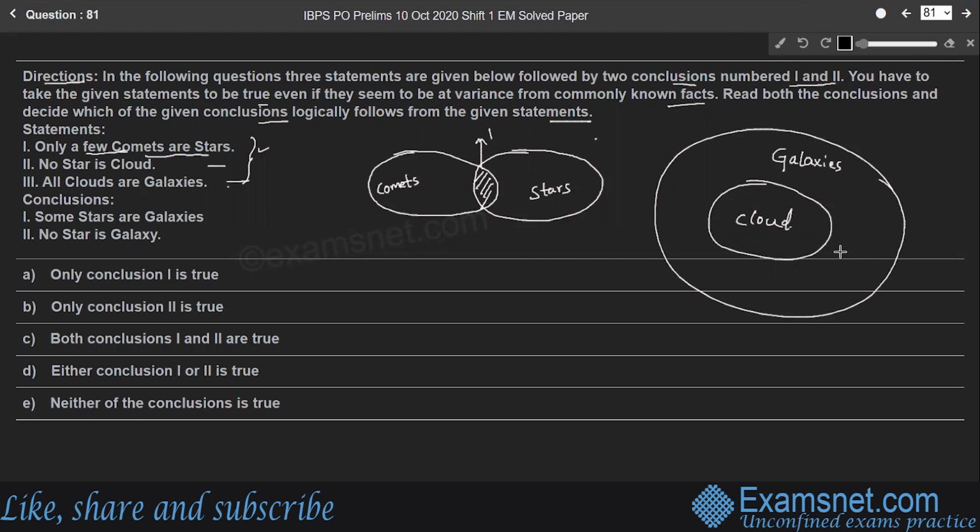Here is the conclusion. 1. Some stars are galaxies. Since there is no direct relation between stars and galaxies, some stars are galaxies, a false conclusion, right? And the second one, no star is galaxy. So no star is galaxy is no star is galaxy. That means look at conclusion 1 and 2. Some stars are galaxies, no star is galaxy. These two form a complementary pair.